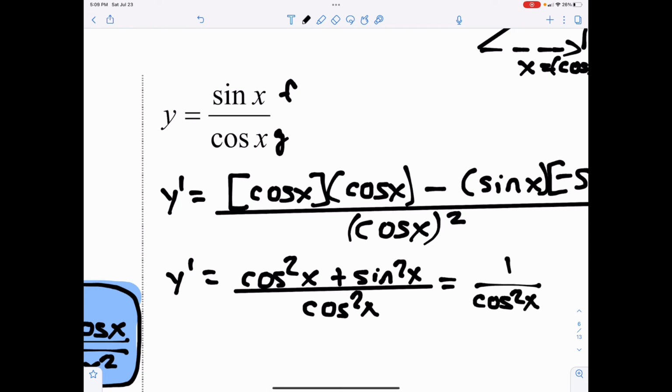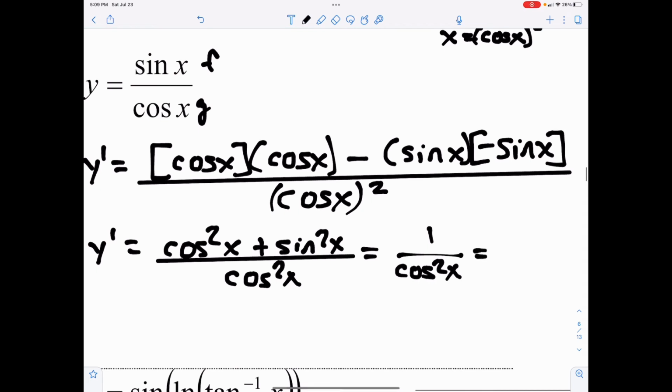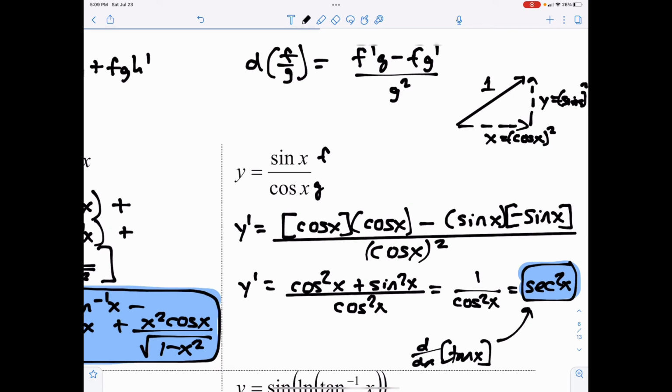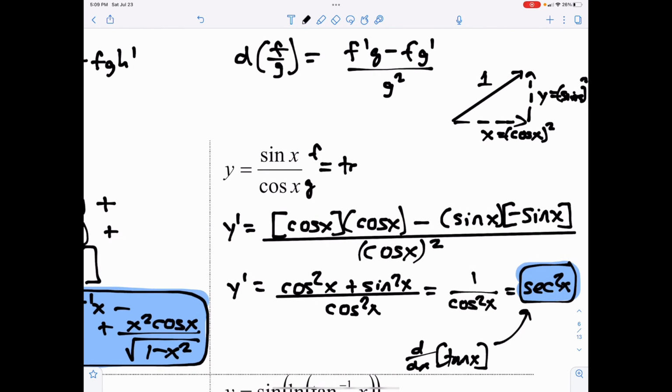Over cosine squared x, and this is called a reciprocal identity. The reciprocal of cosine would be secant. So 1 over cosine squared x would be secant squared x. And something to note about this one, secant squared x is actually the derivative with respect to x of tangent of x. And if you look at the original function, sine over cosine is tangent of x. So yes, we had a shortcut, but I wasn't going to show you that shortcut right away.